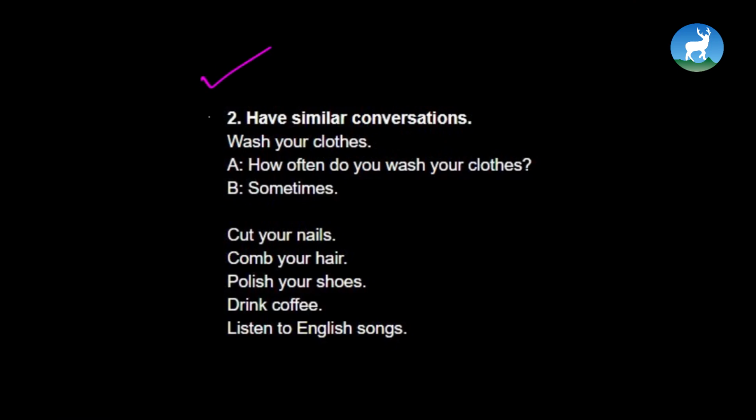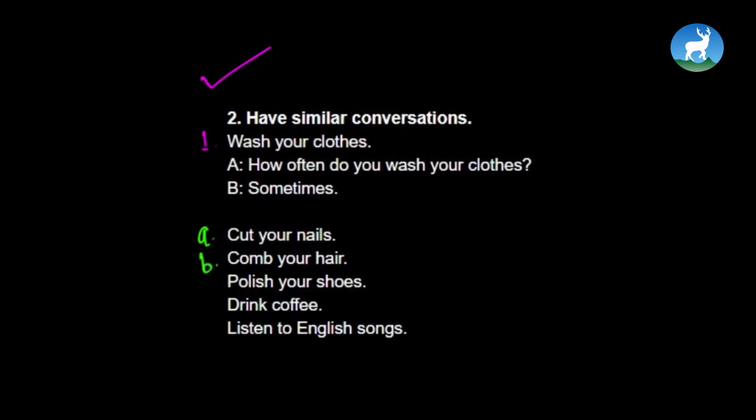All right, let's have similar conversations. Wash your clothes. That's the first idea. How often do you wash your clothes? Sometimes. Let's try these questions. Number A, cut your nails. The question can be, how often do you cut your nails? Is it never or is it every day? The answer can be sometimes.